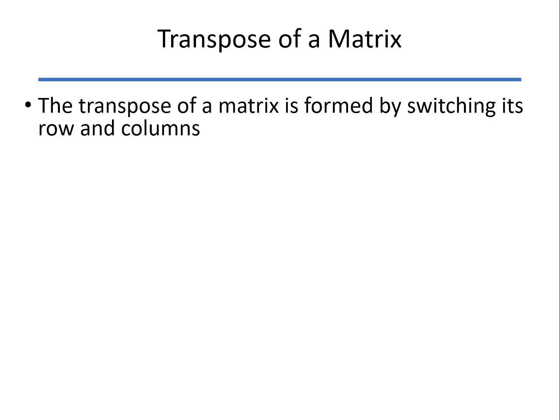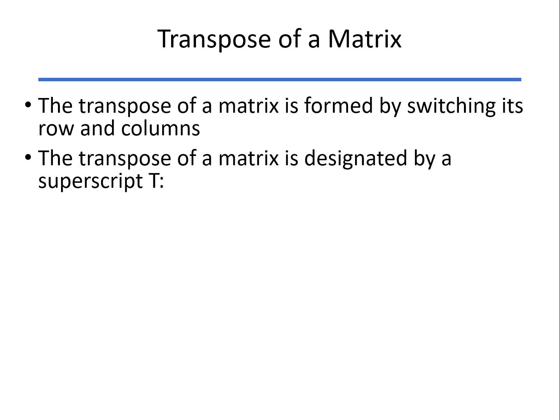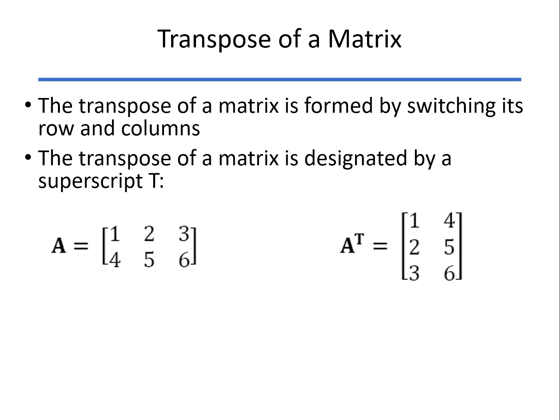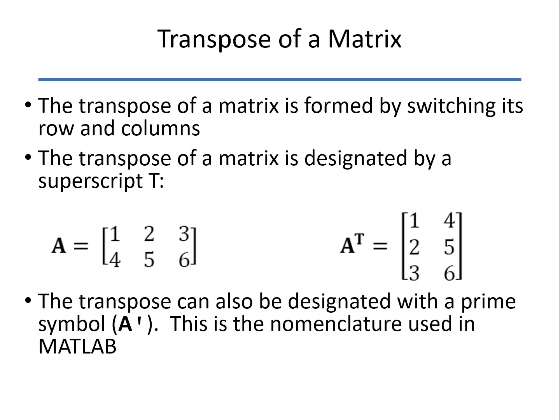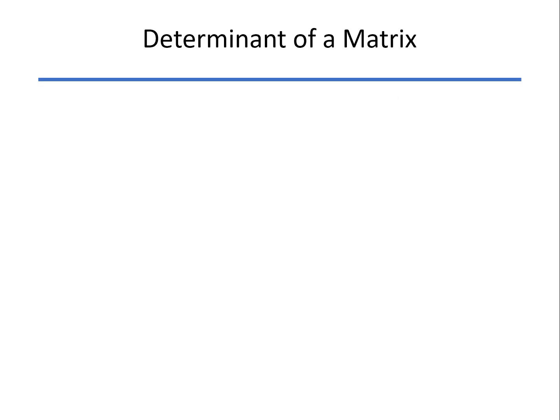Transpose, we've done that in MATLAB already. You just switch the rows and the columns, and if you show that with the superscript T, that's the transpose. And again, the first row became the first column, etc. And in MATLAB, we know we can use the prime symbol for that. So that's where we're going to leave it for right now. The next time we'll look at determinant and inverse of a matrix.